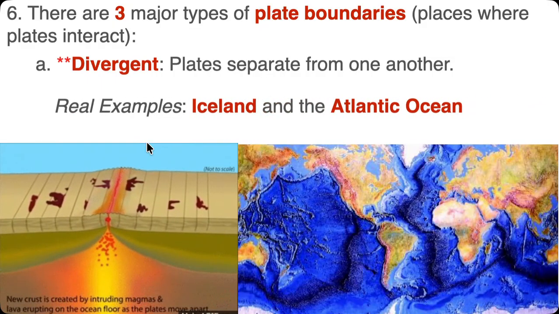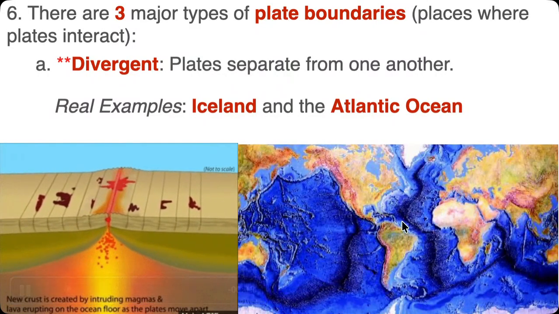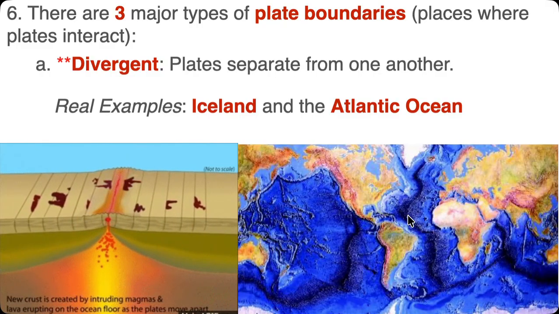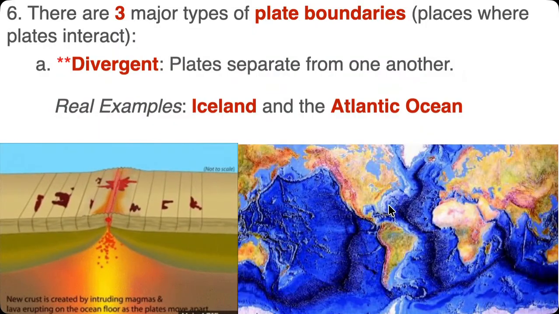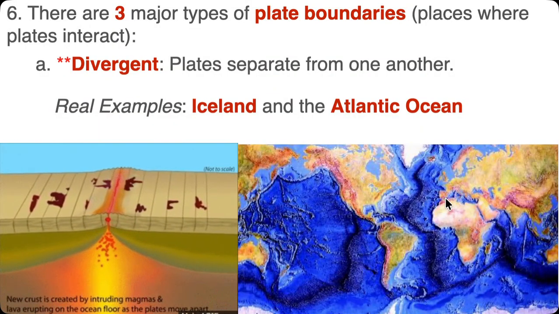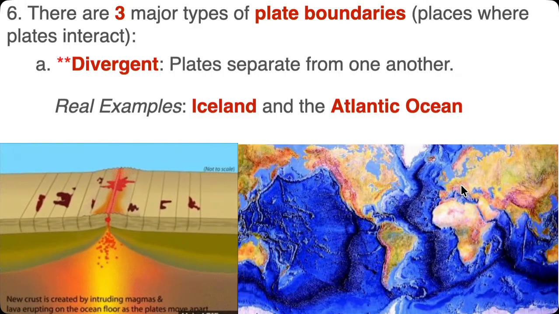There's a lot of different examples of divergent plate boundaries out there. The Atlantic Ocean is one of them. The Atlantic Ocean is growing in size because right from this giant crack here, this side is moving to the left, and this side is moving to the right. So North America and Europe are actually getting further and further apart from each other.